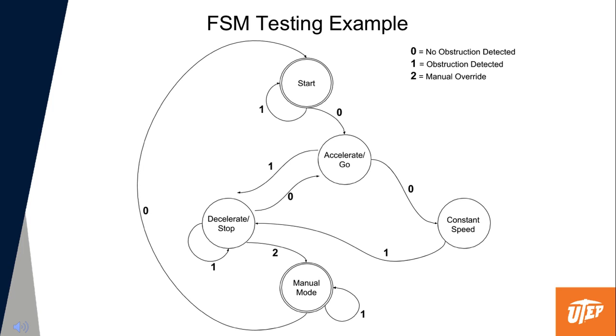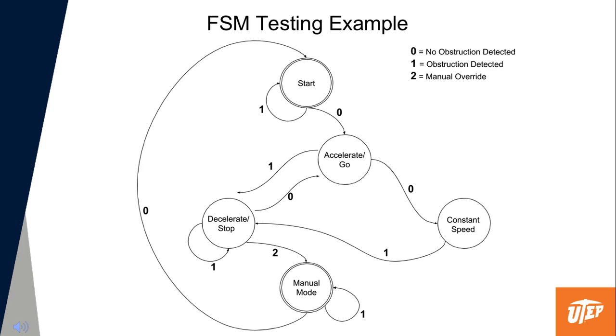This is an example of an FSM testing model for an autonomous bus that uses image recognition software to detect for obstructions in the road. There is an initial state where the bus is not yet in motion, an operational state where the bus accelerates, decelerates, or remains at a constant speed, and a final state where the bus changes into manual mode and is no longer autonomous. The transitions are represented by numbers and are the only possible inputs at that given state.